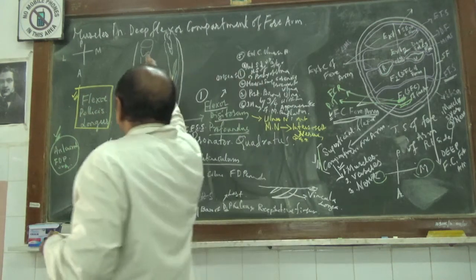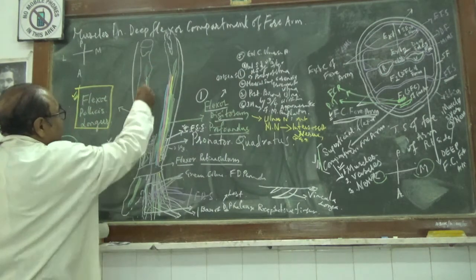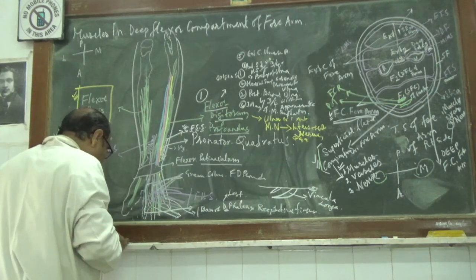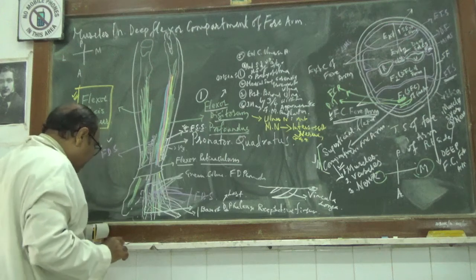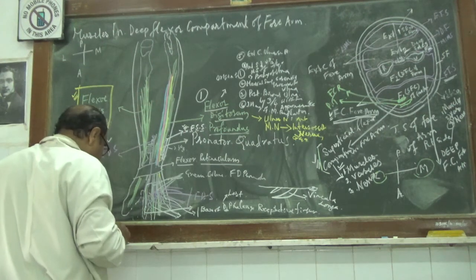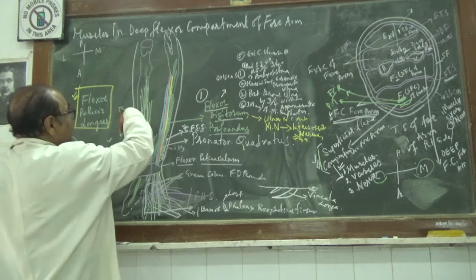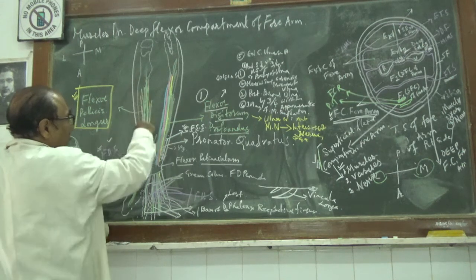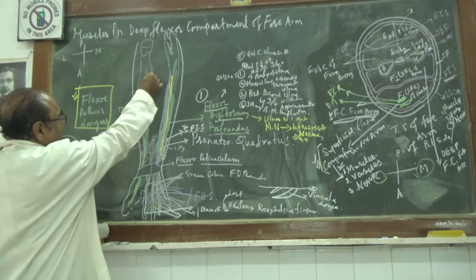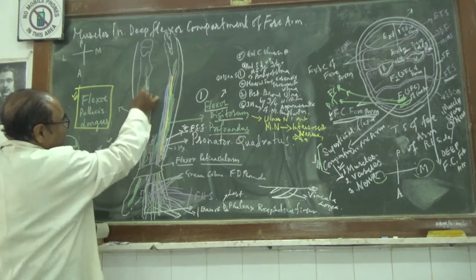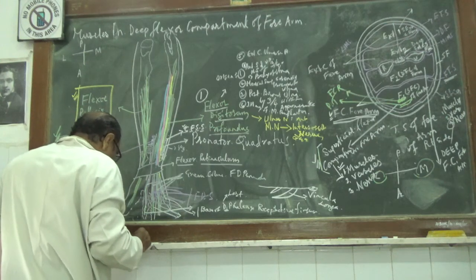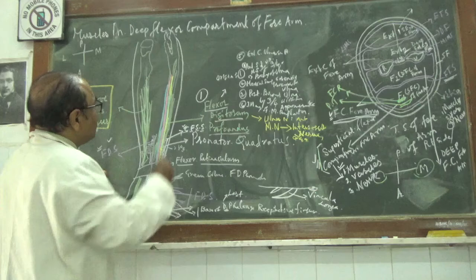the deep fascia of the forearm, and also from the anterior surface of the radius, below the oblique line. So the anterior surface of the radius, below the oblique line, and this muscle also takes origin from the coronoid process of the ulna.